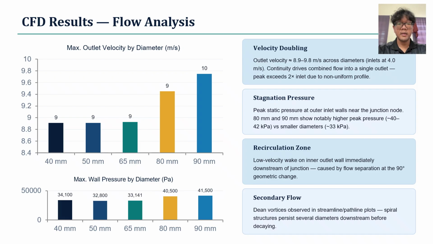This behavior is driven by two main aerodynamic phenomena highlighted on the right. First, the abrupt 90-degree geometric change causes flow separation, creating a low velocity recirculation zone on the inner outlet wall. Second, this sharp turn generates strong secondary flows, specifically the vortices, which spiral several diameters downstream before decaying.